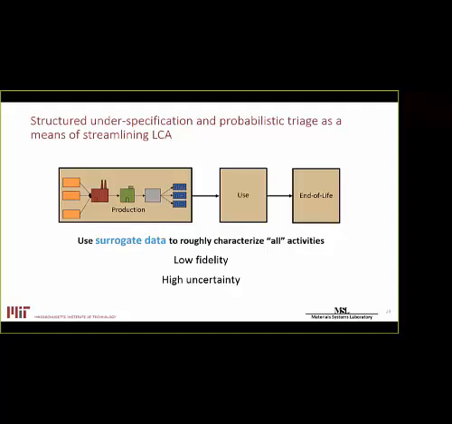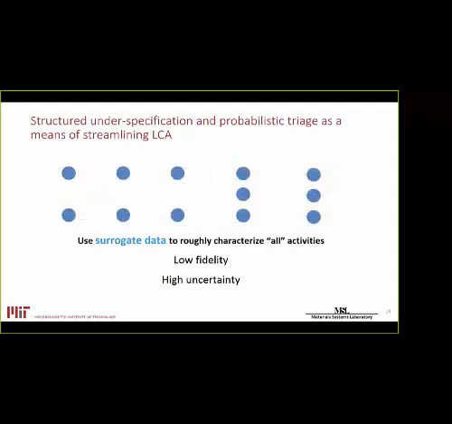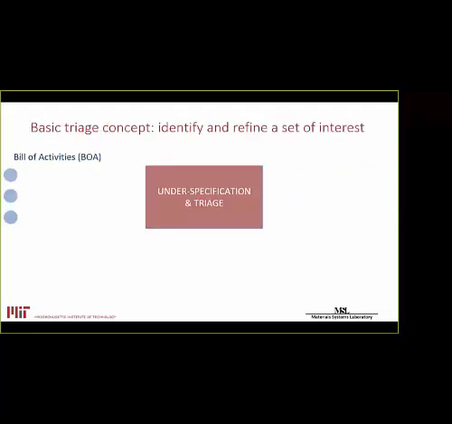So let's say you have some kind of generic life cycle assessment here. We have a bunch of different activities associated with production and then use and then end of life. If we take all the inventory data that's associated with those activities, and that's what these circles are meant to represent, life cycle inventory data, basically those then become part of what we call our bill of activities, right? This is all the data that's needed for the life cycle assessment, and we do the under-specification, which is we're very generic about what those activities are.